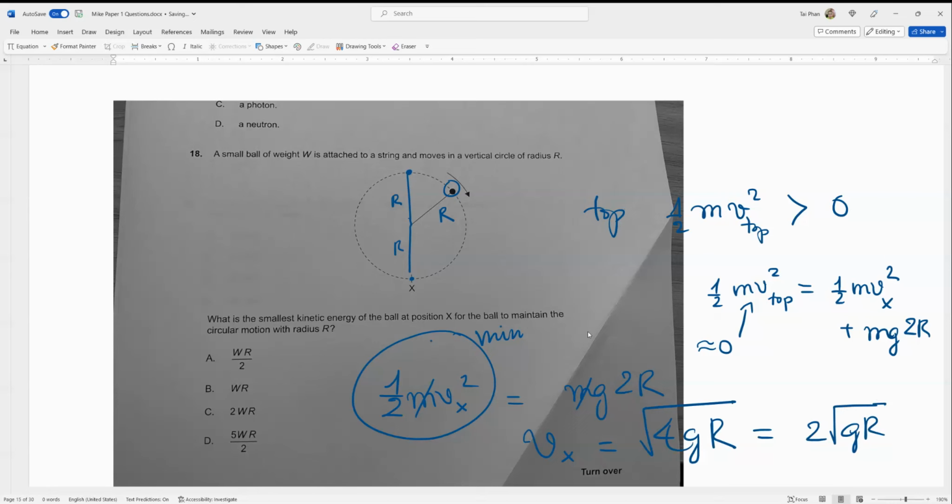Oh, the question is kinetic energy, not the velocity. Sorry. So the answer is this one, 2 mgr. Let's rewrite that: 2 mgr. And mg is the weight, okay? 2 wr, the weight. So the answer is this one.